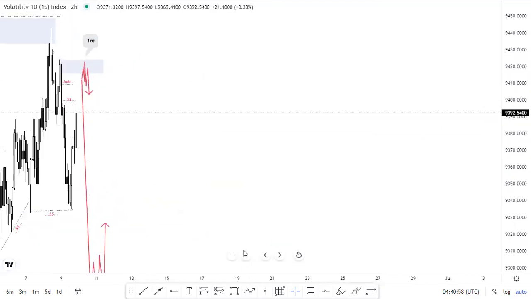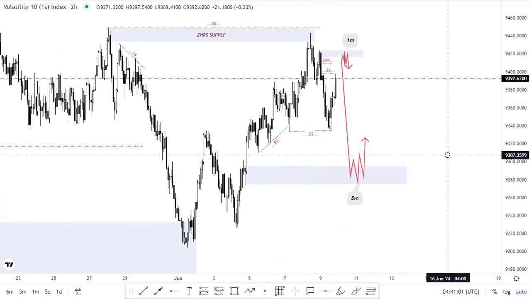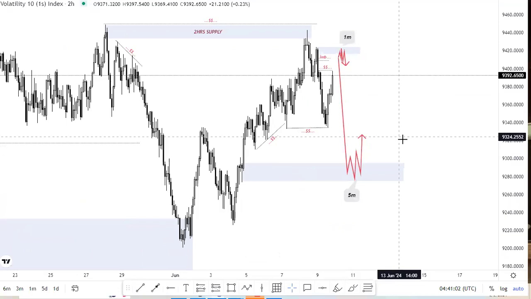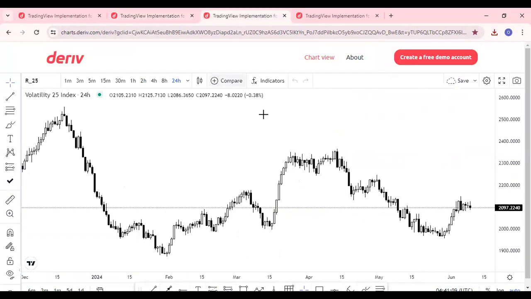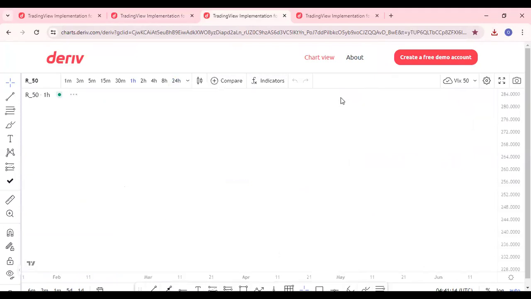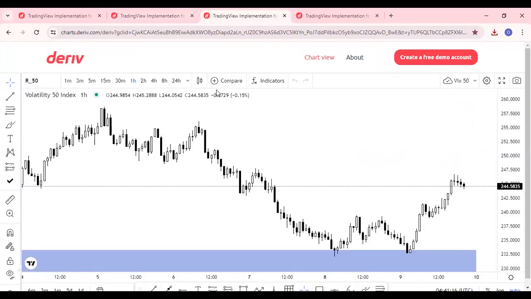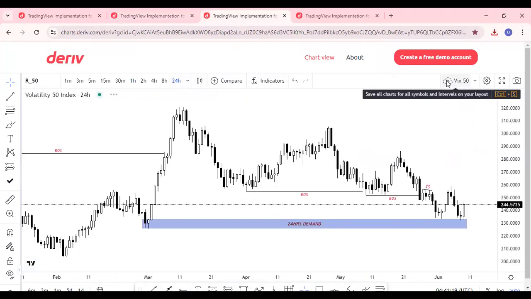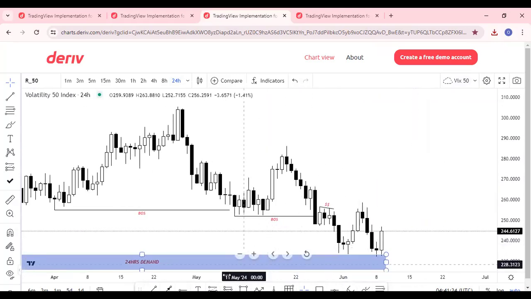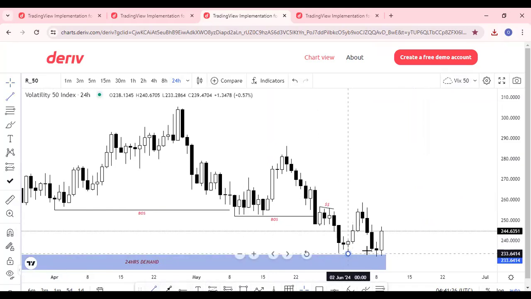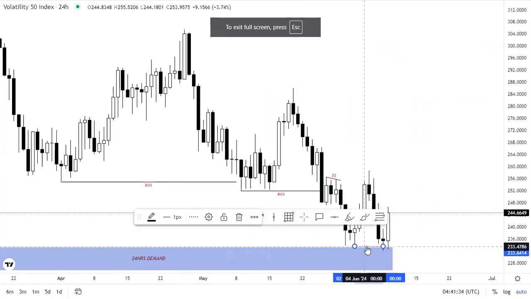Okay, so I think we have less than 3 minutes. Let's see if we can see some on VIX 50. I'll just show you the analysis I had previously so that we won't have to do that one over again. I have had this particular zone for a very long time for VIX 50, and I think price is respecting it very, very well. Price took out liquidity here, swept liquidity here. You have to watch out for this.